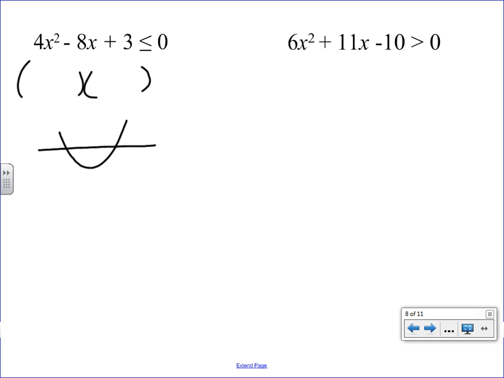The graph is negative. Okay, so I want the bits where the graph is below. So I want these bits. So it's going to be the x's between.